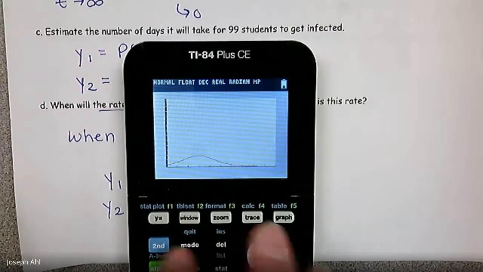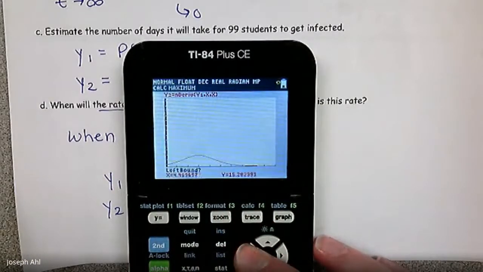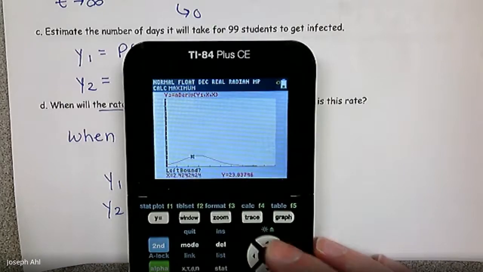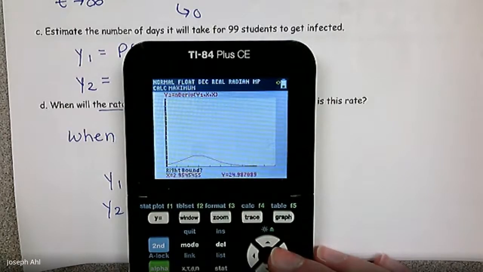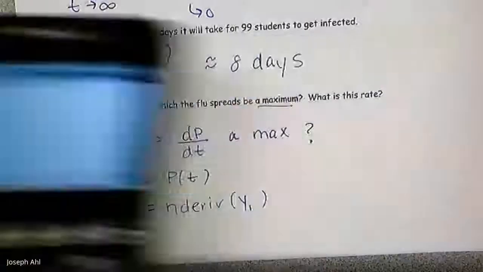So it looks like mine's done. Second trace, let's calculate the max here. So scroll over to the left. Scroll to the right. All right, the max happens after, go ahead and guess, 3.0000, yeah, just about exactly 3 days. And the rate is 24.9999, sounds like 25 to me.